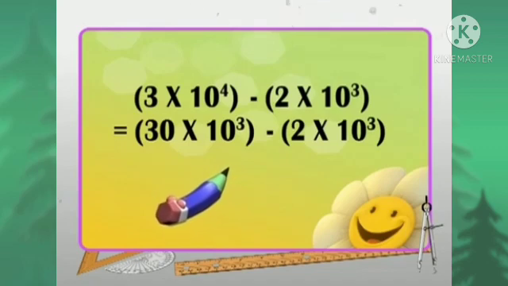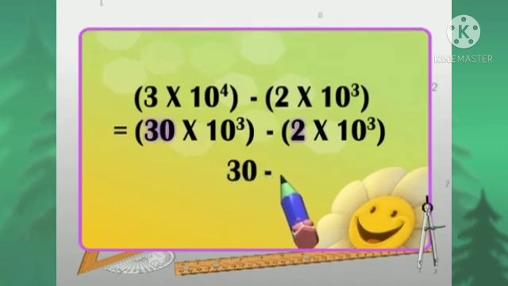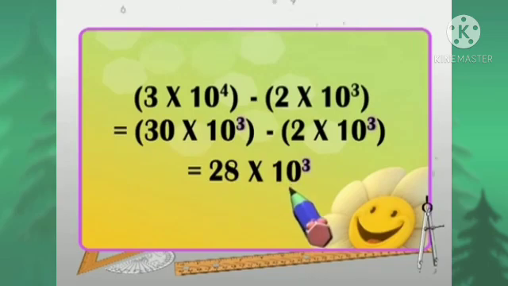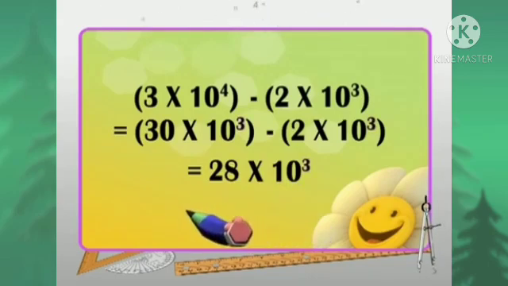Later, the difference between the coefficients of the two numbers is obtained, which becomes the coefficient of the final difference. Whereas the exponent of the difference will remain the same.